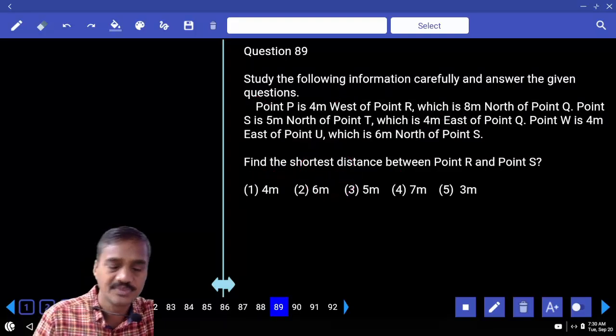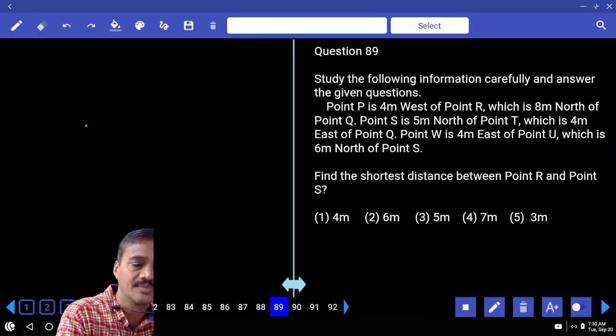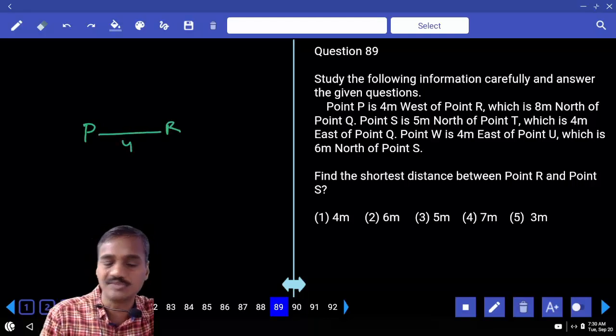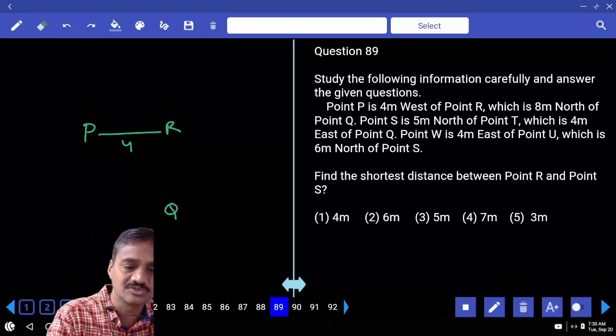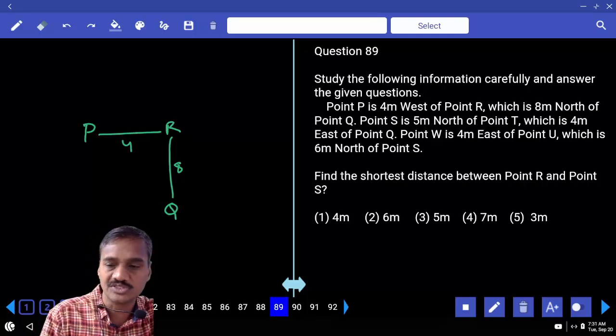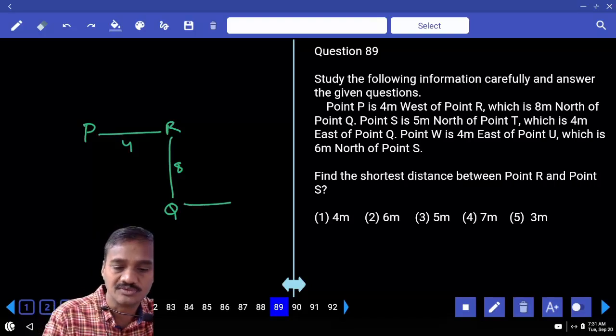Then 89, and directions. Point P is 4 meters to the west of R. Now P is 4 meters to the west of R. The distance between these two is just 4. And R is 8 meters to the north of Q. The distance is 8. S is 5 meters to the north of T. T is 4 meters to the east of Q.